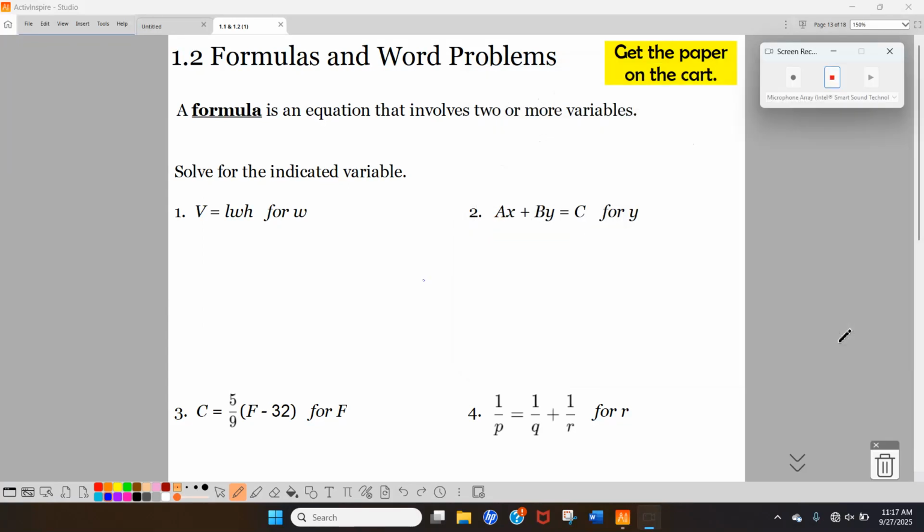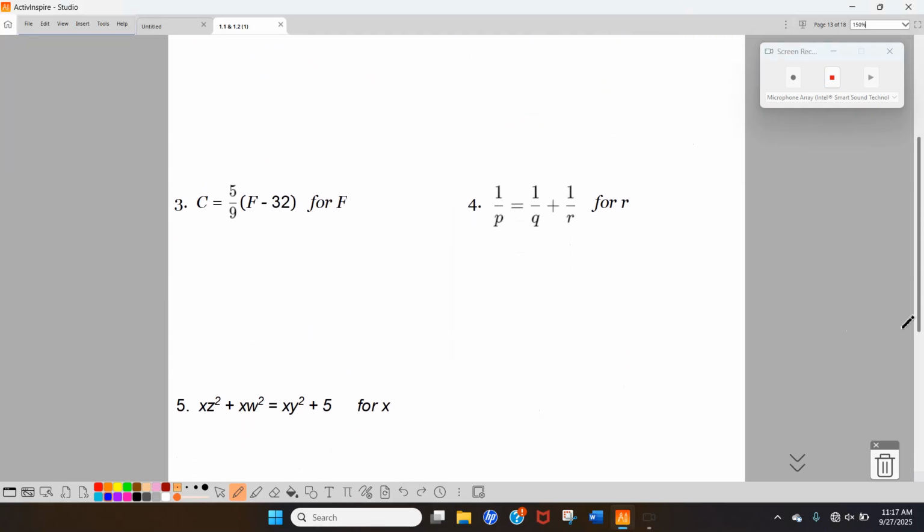All right, 1.2, formulas and word problems. So when it says formulas, it just means can you solve a formula for a particular variable, which is honestly more of a science thing than a math thing, but they have it here and there will be one on your test. The one on your test, I believe, is going to be fairly similar to number two, maybe slightly more complicated than that, but not as bad as like four or five.